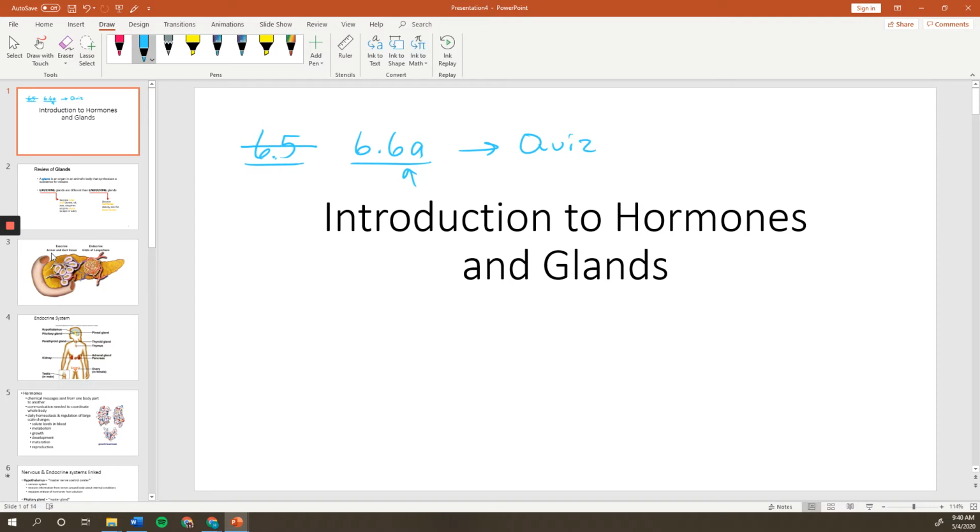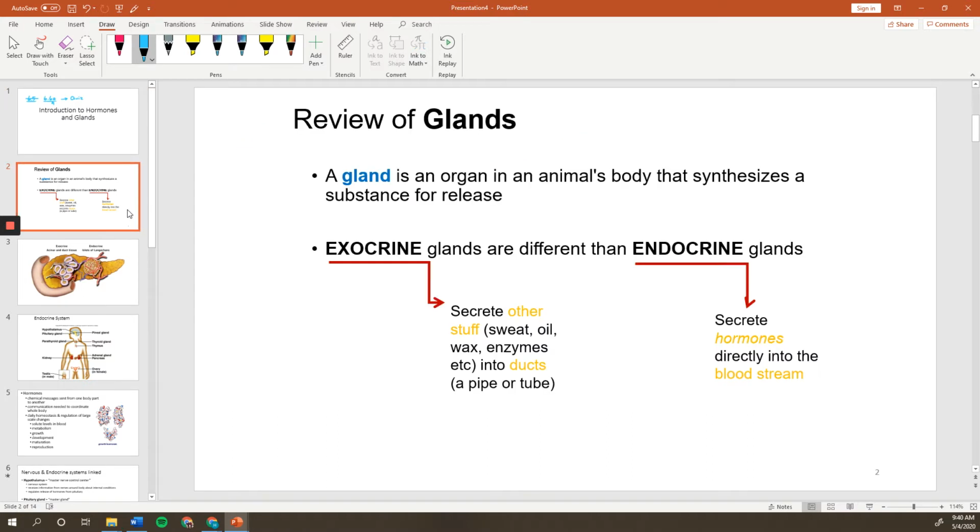So anyway, hormones and glands. Let's do a little review here. We have two kinds: exocrine and endocrine. The main difference is their structure, the way that they release the substance, and what the substance is. Those are the two differences.